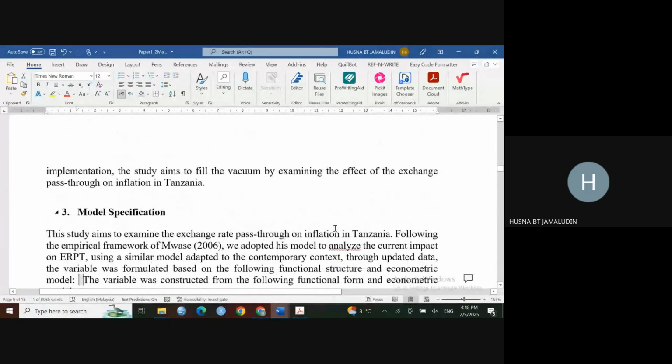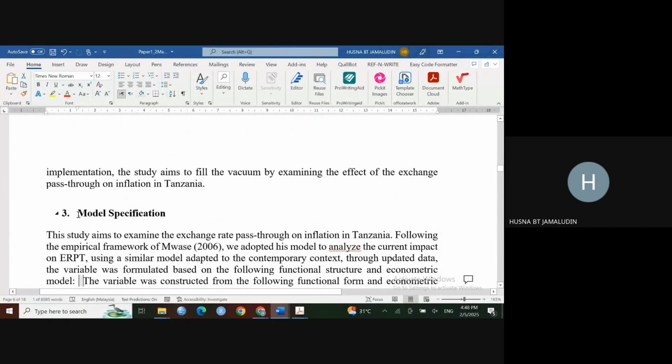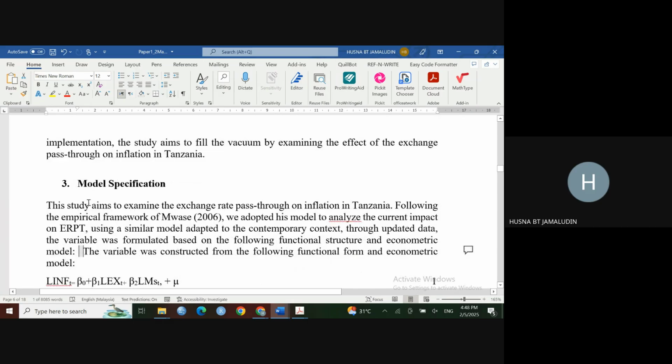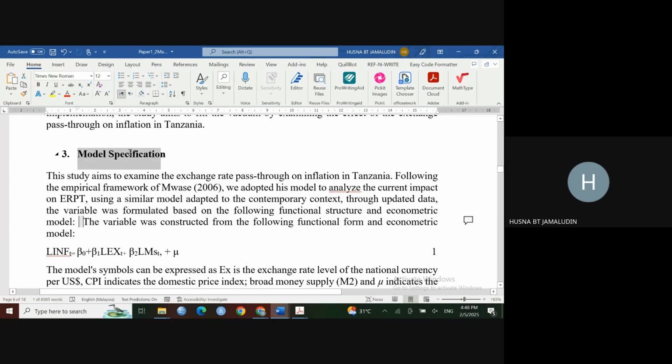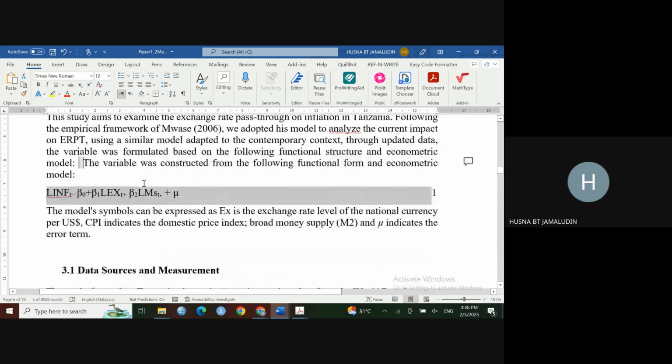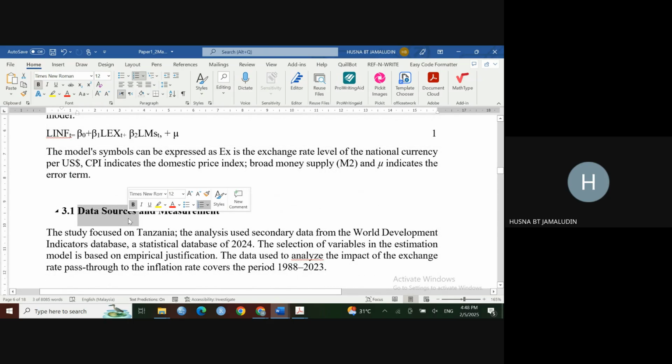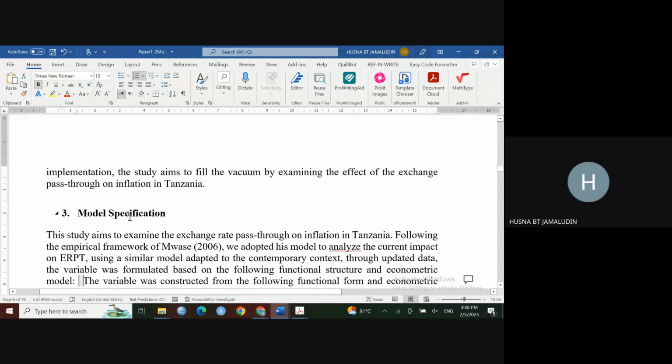Okay. So number 3, remember the heading should be data and method, right? But she put model specification. Nothing's wrong. It's just that it's good if you write a proper heading, because model specification will tell you the equation. You are specifying your model. That's it. But under model specification, you also have data source. So data source shouldn't be under model specification. That's why somehow the heading is not really accurate. So your heading should be data and method.